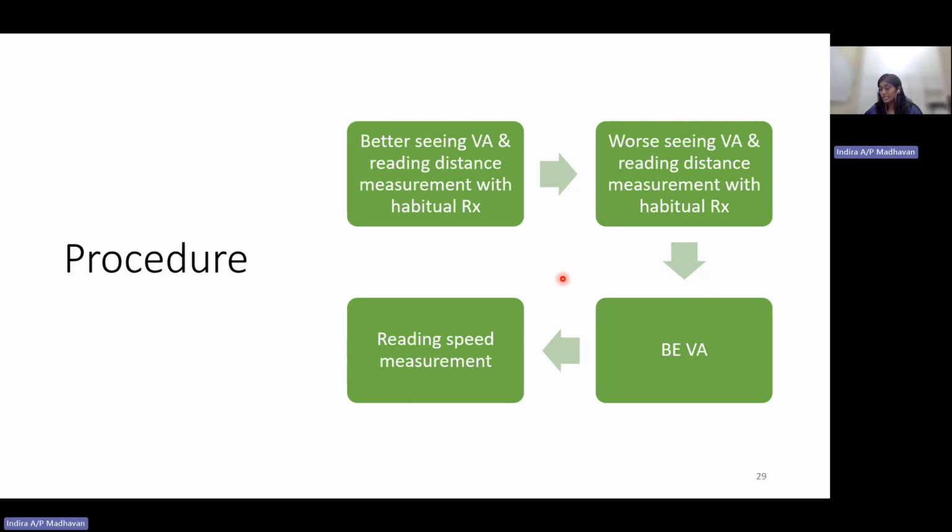As I mentioned, the near VA chart is basically for measuring the VA of the patient. As I mentioned in the previous video, what we measure when it comes to near VA is, one is VA, another one is the reading speed. Okay, and we also have many charts available.